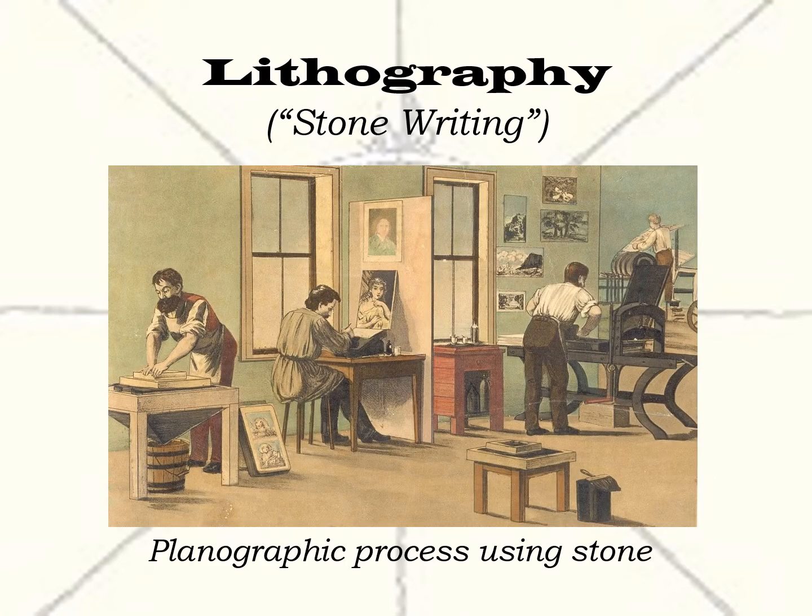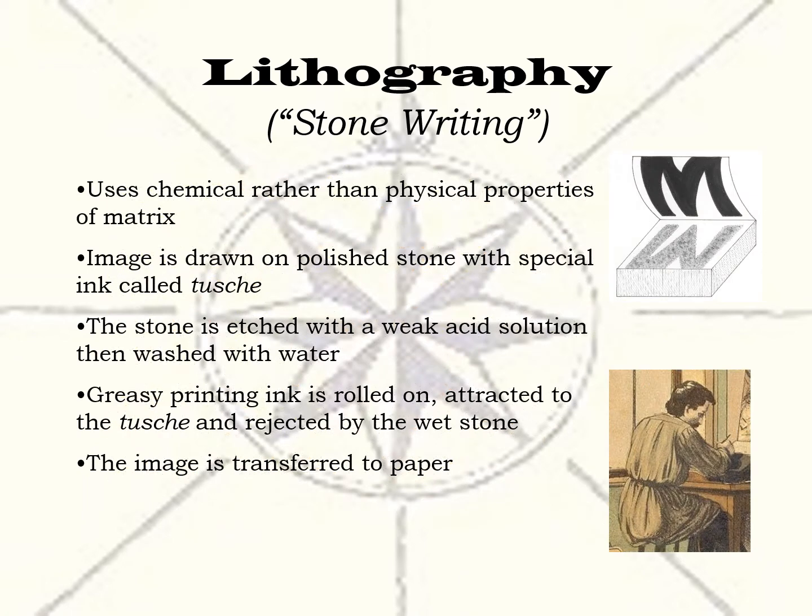Lithography is a planographic process using a stone as a matrix. The name means stone writing. The process uses a chemical rather than physical separation of the printing and non-printing surface of the matrix. The most common type of stone used was limestone from Solenhofen in Bavaria, though beginning in the early 19th century, printers started using zinc plates.